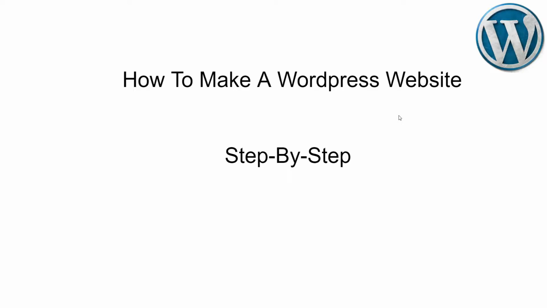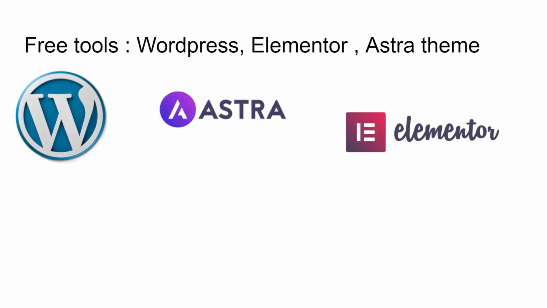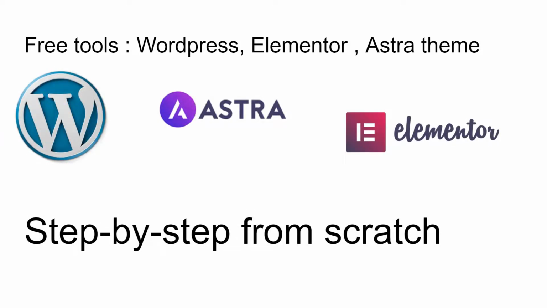So in this video, you're going to learn how to make a WordPress website step by step from scratch, and this does not require any coding. We're going to make it with a free drag and drop builder, and it's going to be really easy. We're going to use free tools such as WordPress, Elementor, a page builder, and Astra theme. Everything's going to be free, and it's going to be step by step from scratch.